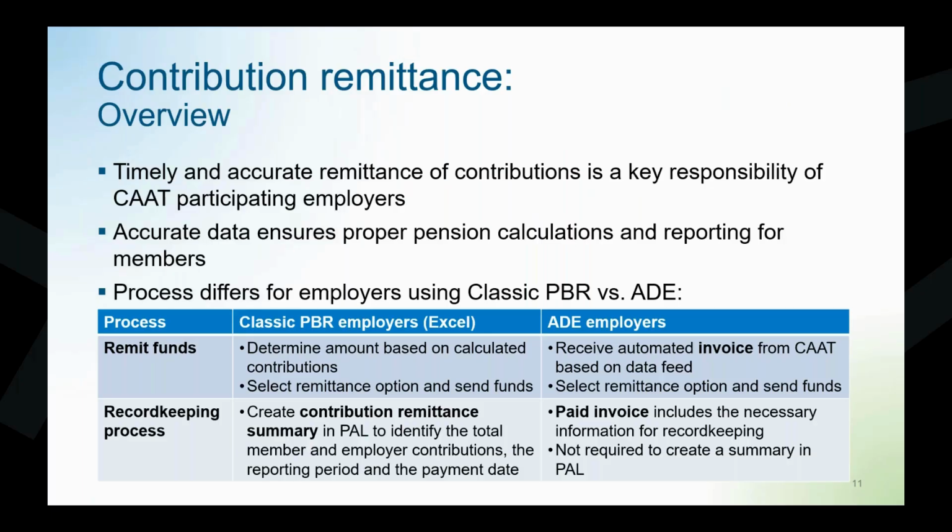In contrast, ADE employers will receive an automated invoice from CAT that is based on the flow of data CAT receives on a regular basis. Then each employer will select a remittance option and send the funds to CIBC Mellon. However, ADE employers don't need to create a contribution remittance summary because the invoice has all the necessary information. Next, let's look at timing.